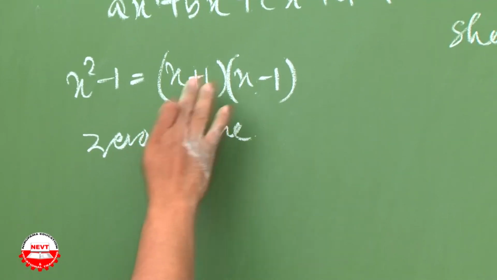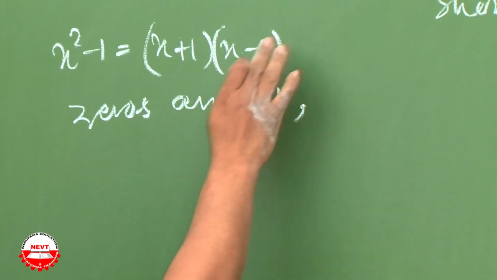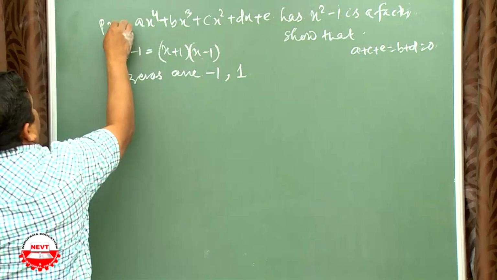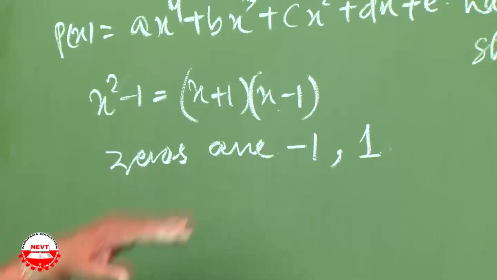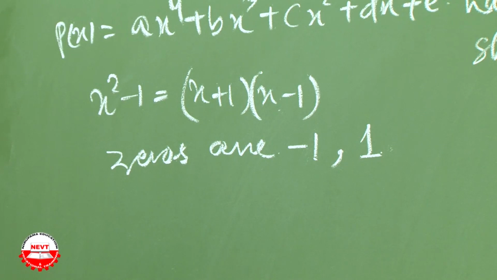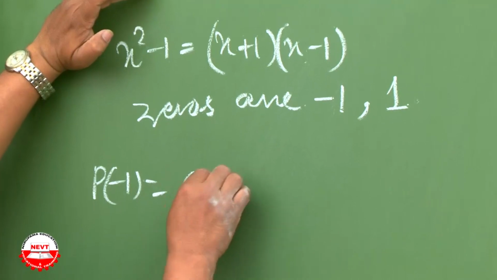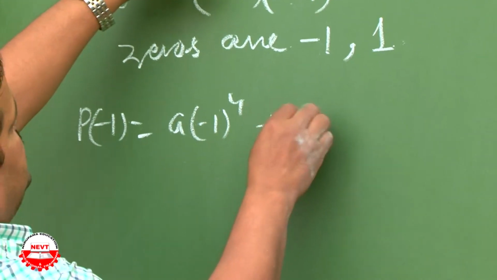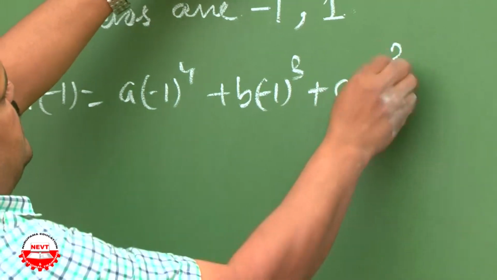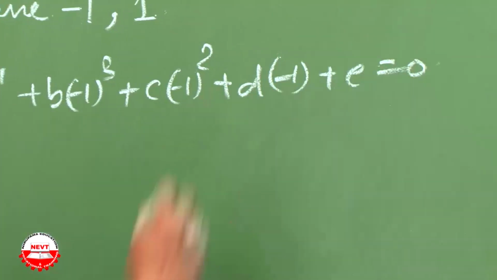If x plus 1 is equal to 0, then x is equal to minus 1. If x minus 1 is equal to 0, then x is equal to plus 1. It's okay. This is the polynomial p(x). Now substitute both the zeros, get the equations, then you will get your proof. Okay. So what is p(minus 1)? a into minus 1 to the 4 plus b into minus 1 cube plus c into minus 1 square plus d into minus 1 plus e is equal to 0.